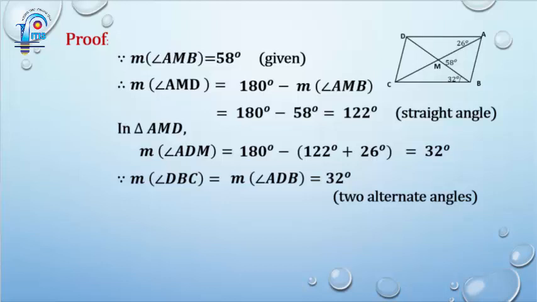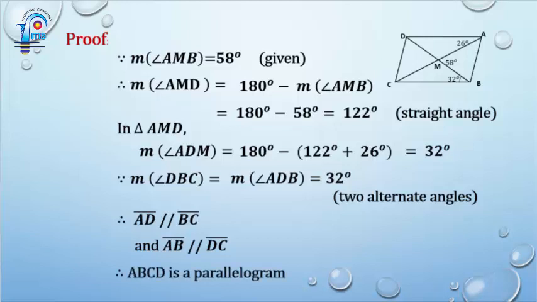Now I found the two alternate angles equal in measure, therefore line segment AD is parallel to line segment BC, and line segment AB is parallel to line segment DC. Then the two opposite sides are parallel, therefore this figure ABCD is a parallelogram.